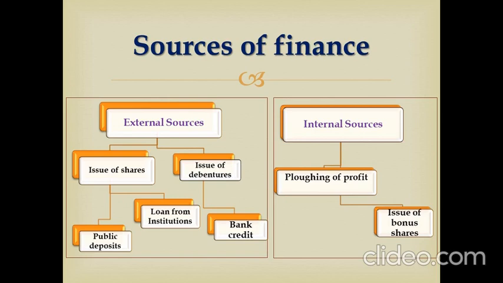Then in internal sources, that is within the business itself, I have some profit, that is retaining of profit. I keep my profit with me for some time, and that profit is used for me, that is ploughing back of profit. From here I take it out and invest it in some other way or some other direction. Then there is the issue of bonus shares. I can issue some bonus shares internally in the business to create a source of finance.